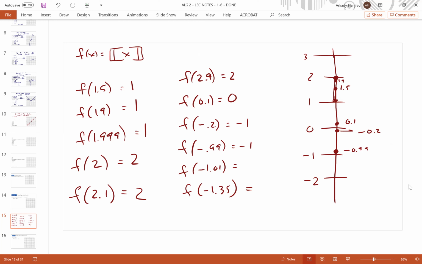-1. Okay. Biggest integer without going over at -1.01, which is on this other side of this guy. Answer? -2. Uh-huh. All right. And then a -1.35. Yeah, it's about right here. It's about less than even halfway up to -2. So -2. Are we good there, guys? This is the greatest integer function that we have, that's the way it works.